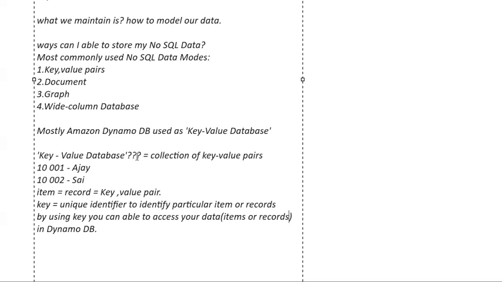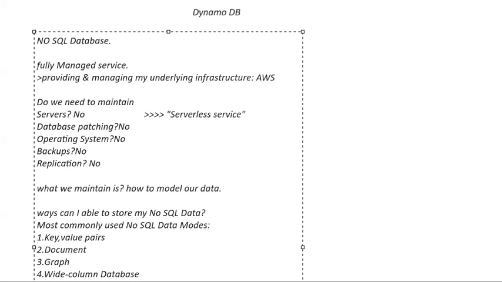So what is a key value database? It's nothing but a collection of key value pairs. We can also say a key value database is a collection of items or records. A key value pair is nothing but an item or record, and by using the key I can identify the item or record. We call that item or record data under DynamoDB. So how can we identify certain data under DynamoDB? By using the key. So this is what we learned under DynamoDB.